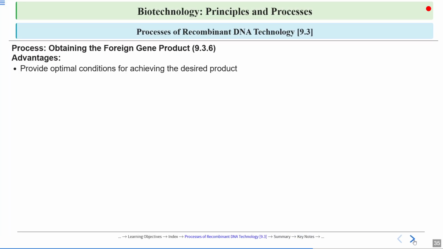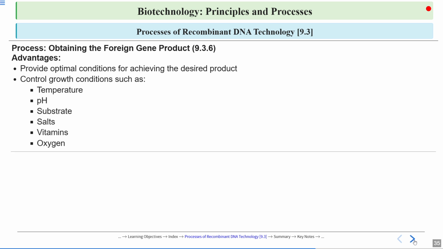What are its advantages? As I have told, it provides optimal conditions for achieving the desired products. The controlled growth conditions which they can provide us are temperature, pH, substrate, salts, vitamins, and oxygen as well. These are the optimal conditions which they can provide, and by this we can achieve our desired products.